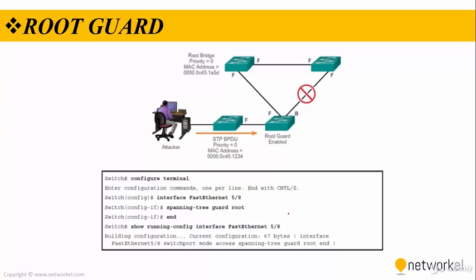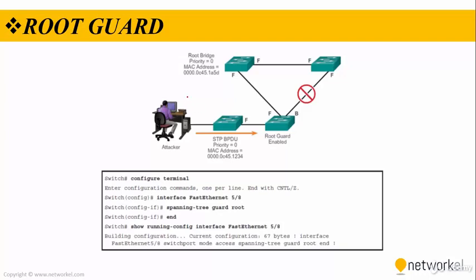Root guard forces an interface to be the designated port to prevent other nearby switches from becoming root bridges. If the switch receives a superior STP BPDU packet from a root guard enabled port, the switch will stop transmitting traffic from that port, and it's recommended that root guard be activated on all access ports.